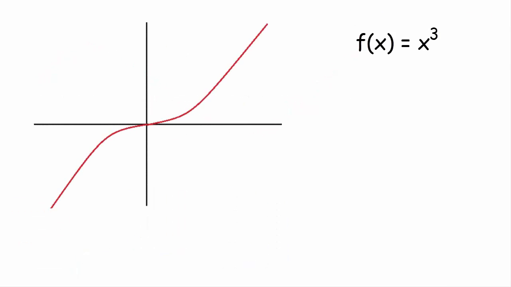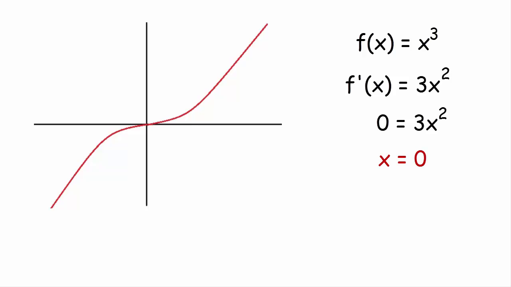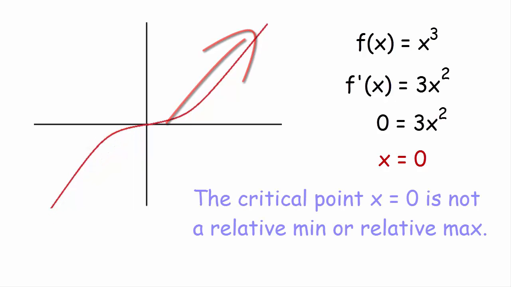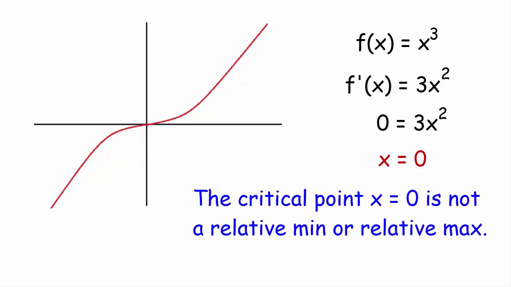There are lots of examples of functions for which a critical point is neither a relative minimum nor a relative maximum. For example, f of x equals x cubed. The derivative 3x squared equals 0 when x equals 0. At x equals 0, the tangent line to the curve is flat, but since the graph increases on the left, then continues to increase on the right, x equals 0 is neither a relative min nor a relative max.